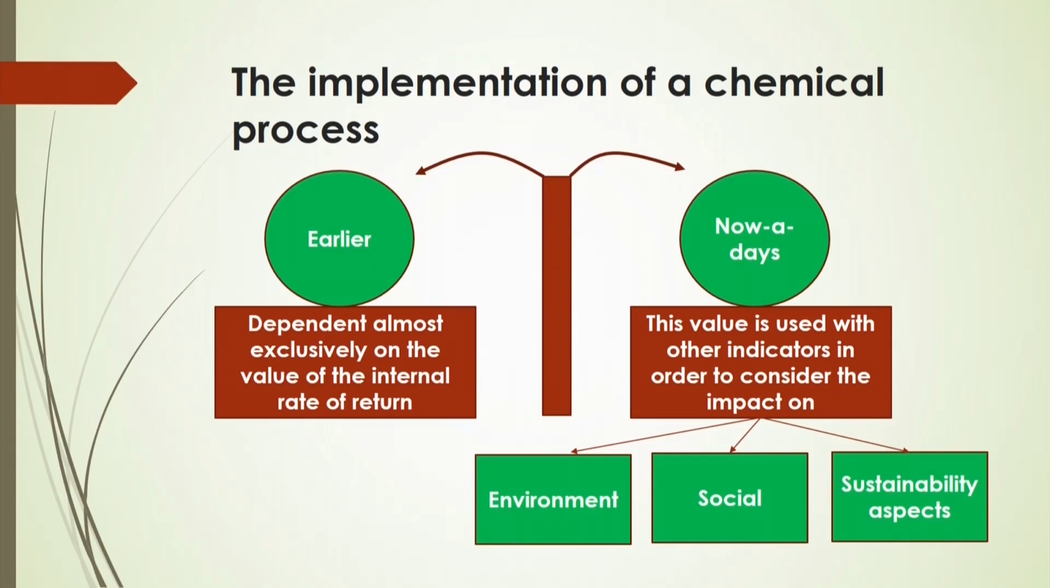So, that is why whenever you are going to implement that chemical process, the internal rate of return value of course should be based on environmental, social and sustainability aspects. In the earlier stage, only a single objective, a single condition, was used for the analysis of the design or optimization process, whereas nowadays it is based on environmental, social and sustainability criteria.